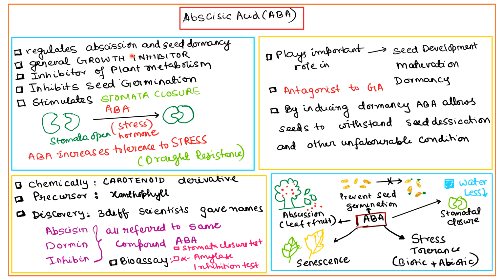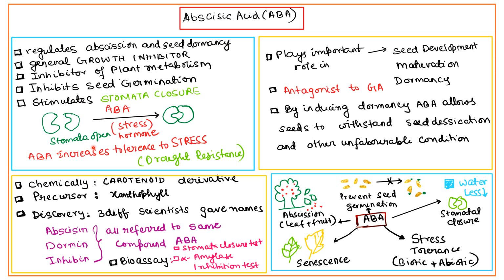It regulates abscission and seed dormancy. It is the inhibitor of the plant metabolism. It inhibits seed germination by counteracting the response of gibberellic acid. It is also a stress hormone.